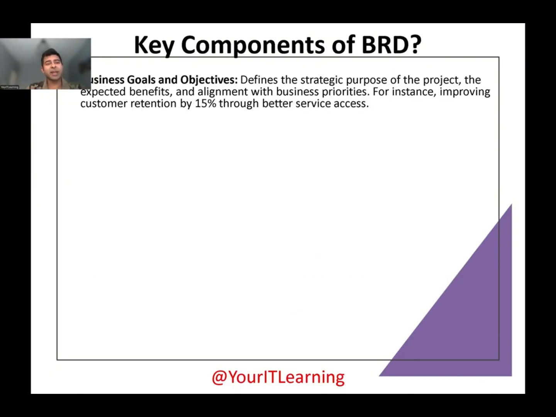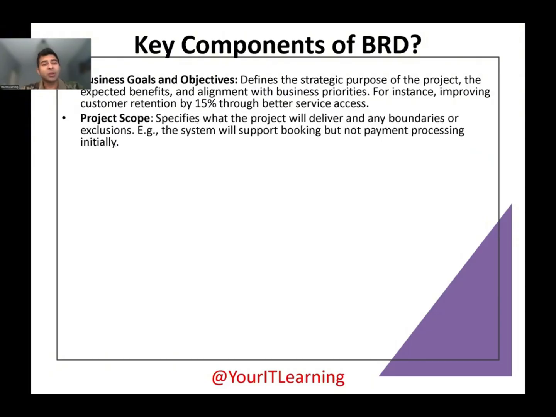Key components of BRD: business goals and objective. It defines the strategic purpose of the project, the expected benefits, and alignment with business priorities. For instance, improving customer retention by 15% through better service access. What is the project scope? It specifies what the project will deliver and any boundaries or exclusions, like what are the things in scope, out of scope. For example, the system will support booking but not payment processing initially.